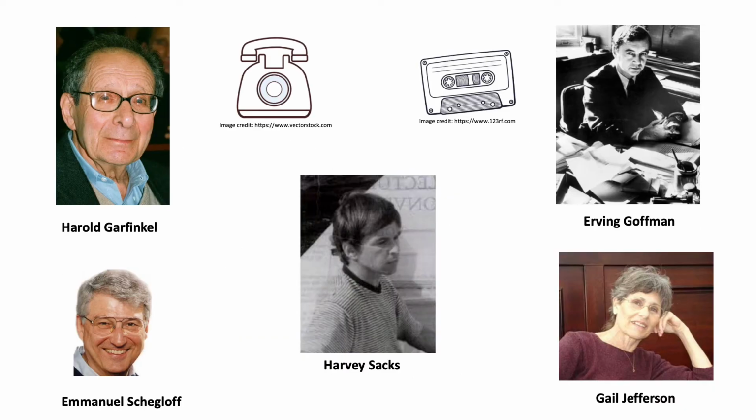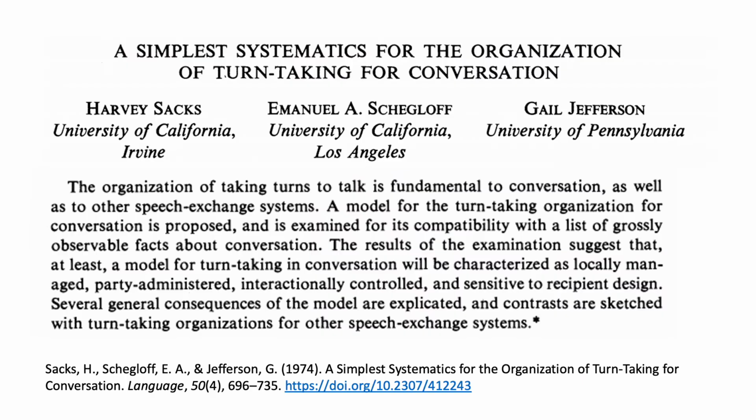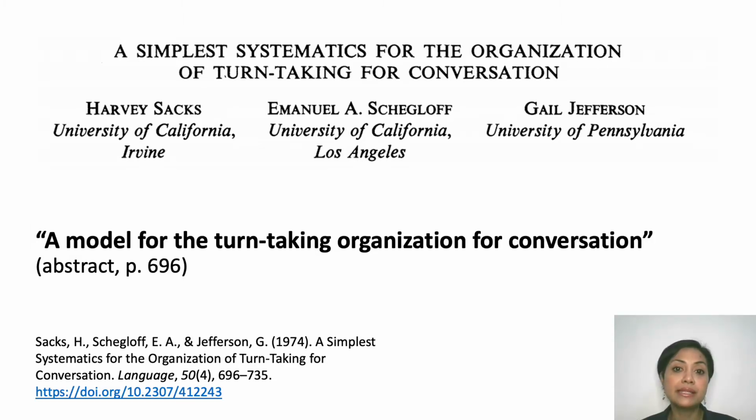Okay, in the previous video, we've briefly discussed the history of CA. We've mentioned these people on the screen and their contributions to the field of conversation analysis. And we've started to dissect the seminal paper in conversation analysis by Sacks, Schegloff, and Jefferson in 1974, or SSJ 1974 in short. Here on our screen, we have a snapshot of that paper.